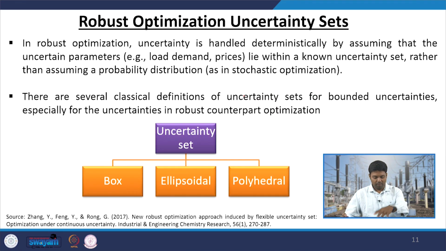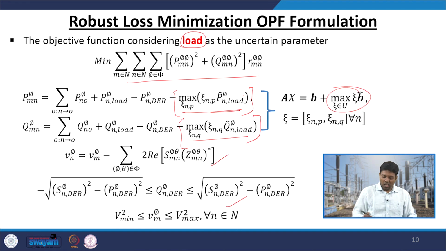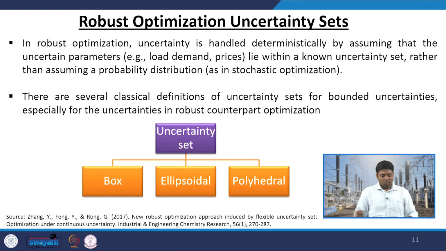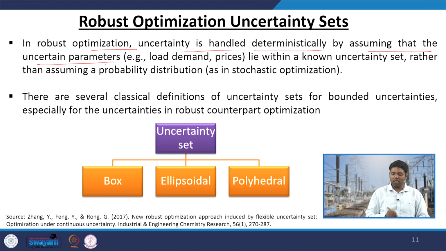So, now how you can fix this zeta value, how you choose it, will determine how good a selection you made for the randomness of your uncertain event. So, in robust optimization, the uncertainty is handled deterministically by assuming that the uncertain parameters lie within a known uncertainty set.